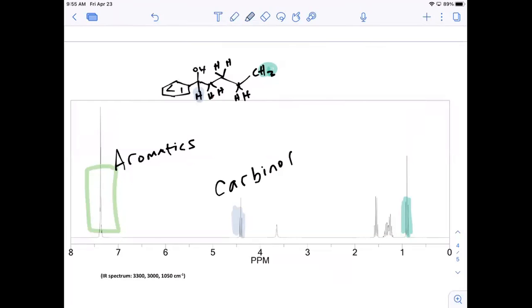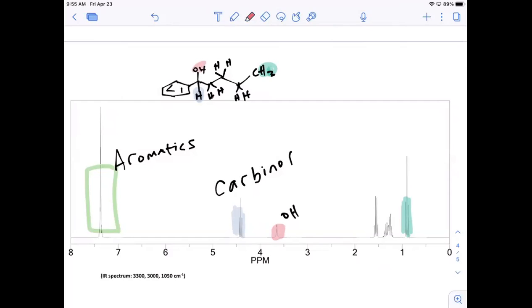All right. This little ugly peak right here, that's going to be my OH proton. Notice it doesn't split, but sometimes you see it, sometimes you don't. It's a really poorly resolved proton unless you have a really strong magnet. So that's that. Sorry, wrong pen.